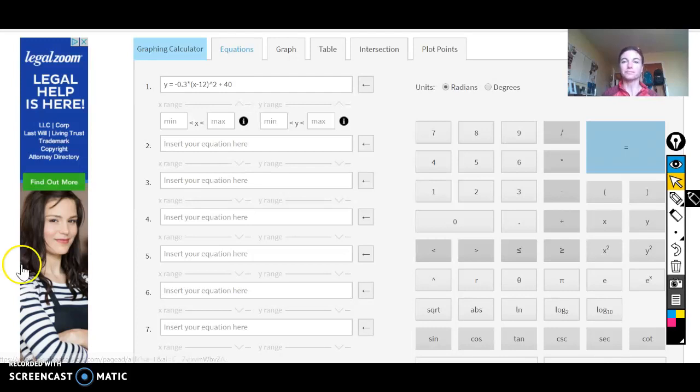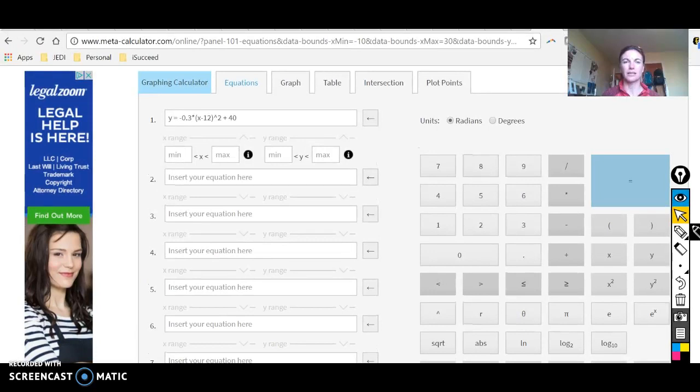And what I like to do is go to this graphing calculator. If you just Google Meta Calculator, you can find it, but the address is www.meta-calculator.com. And then I choose the graphing calculator. And when I get into it, I go to equations, okay?